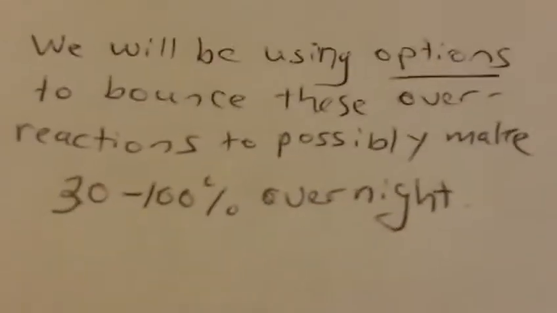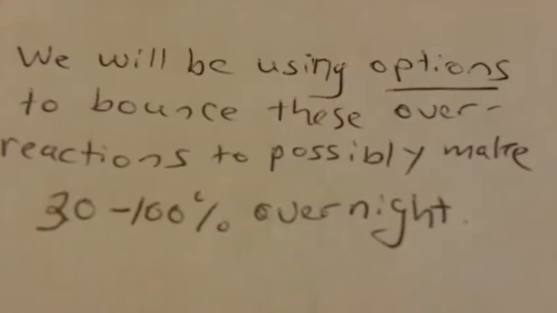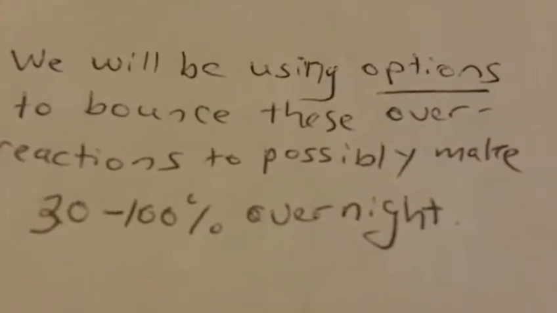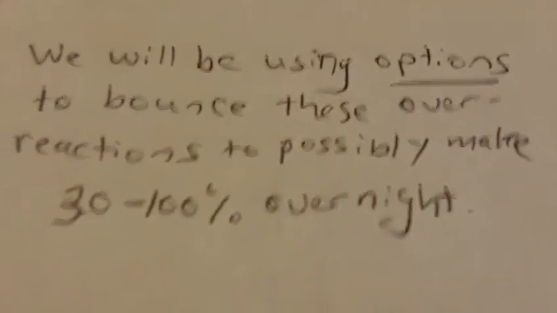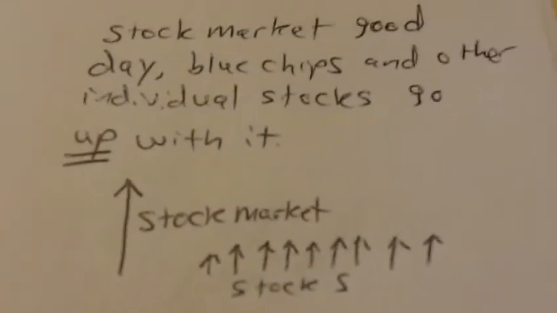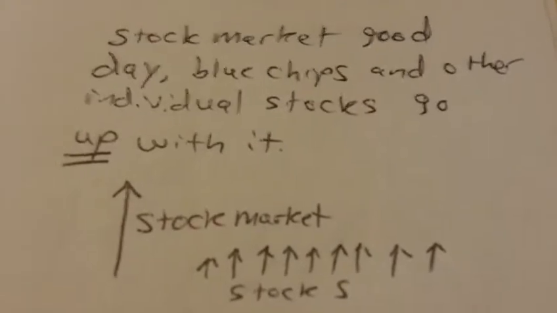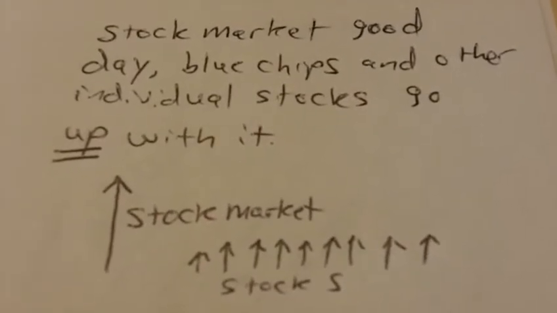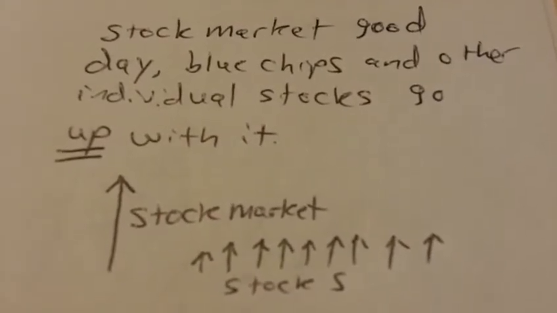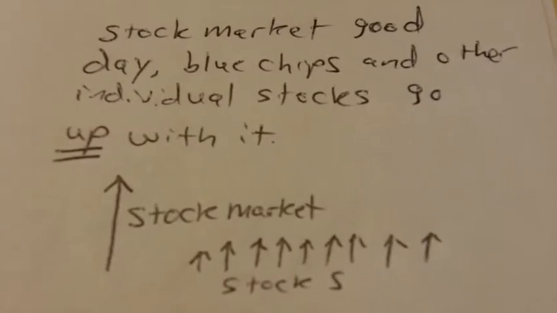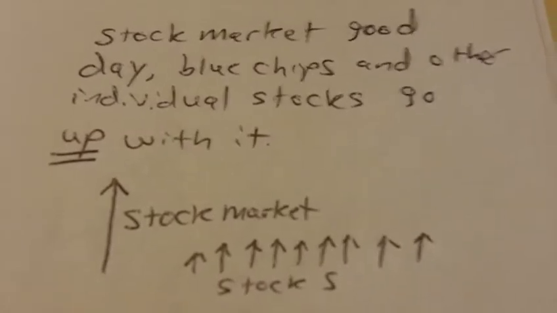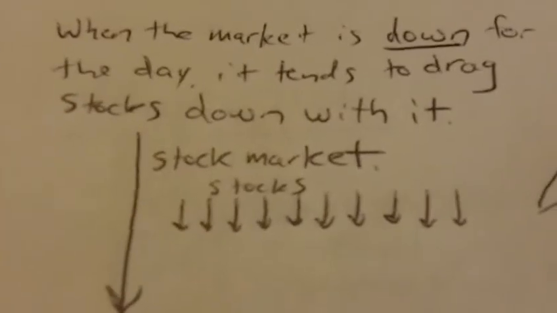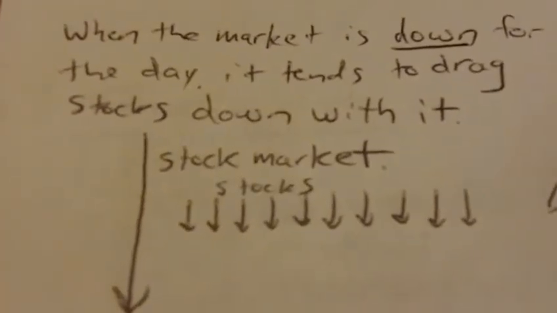Now the question is, which list of the day do we use? Do we use the gainers list, the most up list for the day, or the losers list, the most down list for the day? The answer depends on which way we think the stock market is going to go over the next few days. When the stock market has a good day, a lot of the stocks like blue chips and a lot of other stocks will tend to go up as well. The stock market will bring them all up. When the stock market has a bad day, a lot of the blue chip stocks and a lot of other stocks will be dragged down with it.